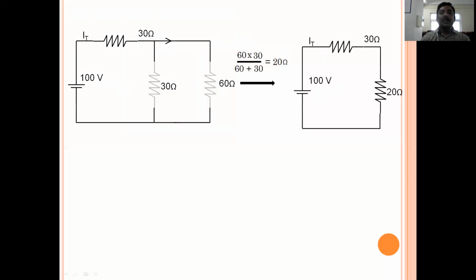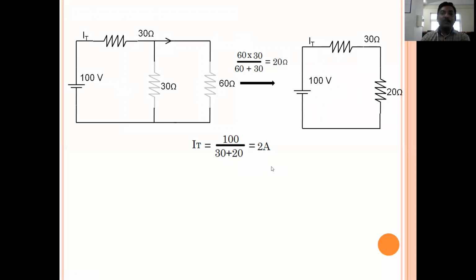So now this is the total current IT. These two resistors are in series, so the same amount of IT will be flowing through this resistance. This IT can be found by using the total voltage divided by the total resistance. So that is equal to 100 volt divided by 30 plus 20, that is equal to 2 ampere. That is, this total current IT is equal to 2 ampere.